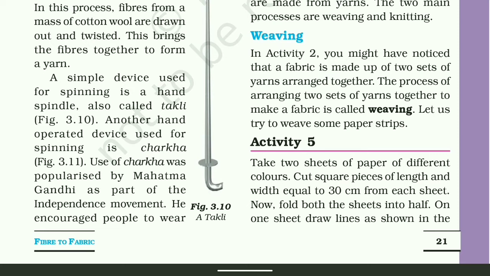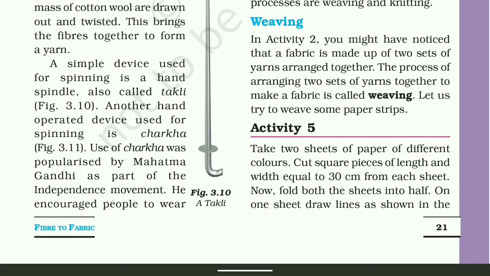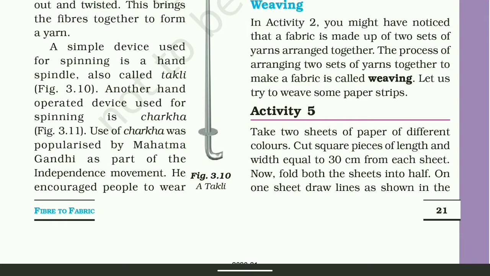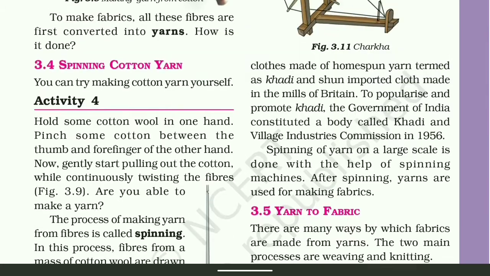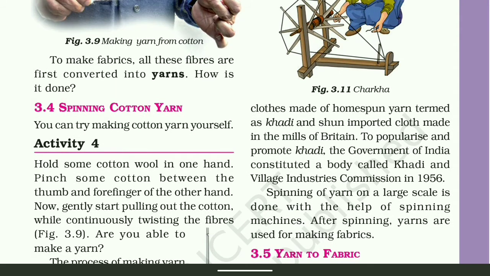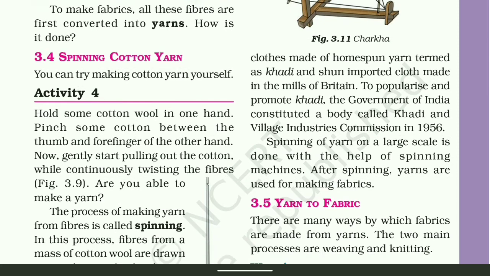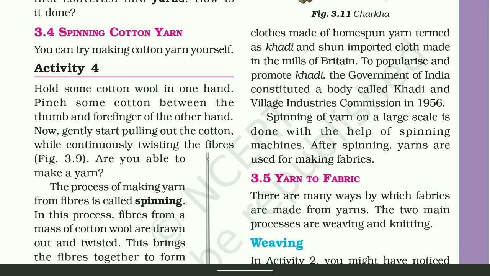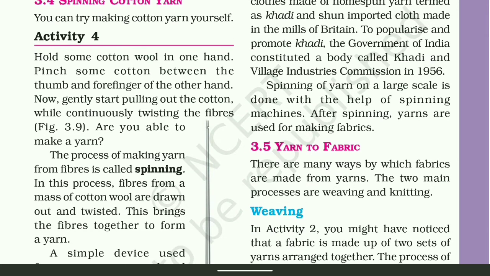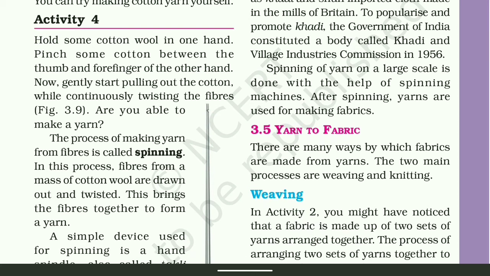Another hand-operated device used for spinning is charkha. Use of charkha was popularized by Mahatma Gandhi as part of the independence movement. He encouraged people to wear clothes made of homespun yarn, termed as khadi, and shun imported cloth made in the mills of Britain. To popularize and promote khadi, the government of India constituted a body called Khadi and Village Industries Commission in 1956. Spinning of yarn on a large scale is done with the help of spinning machines.